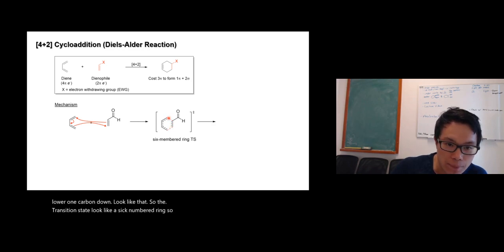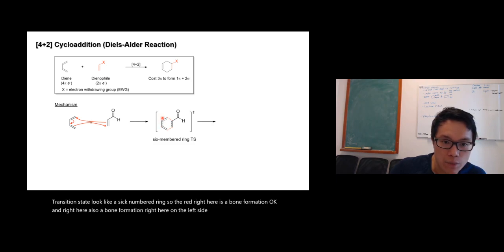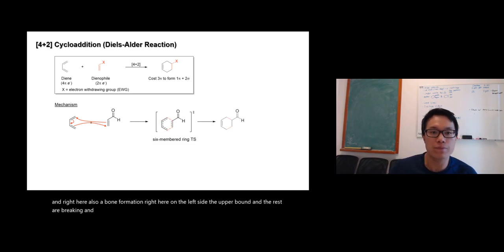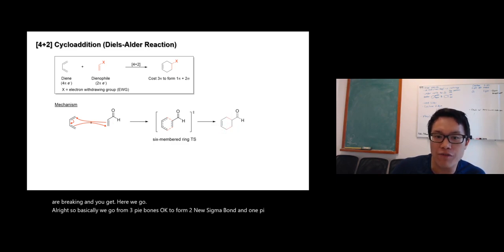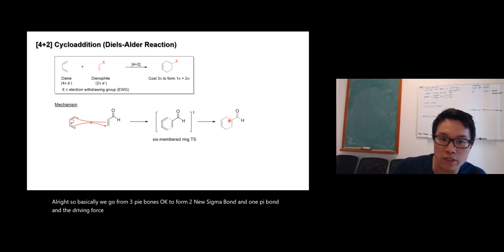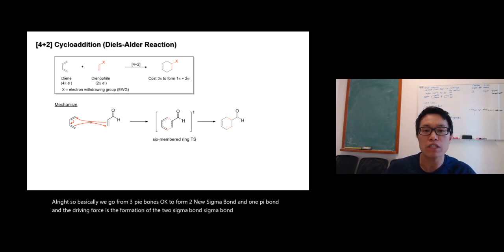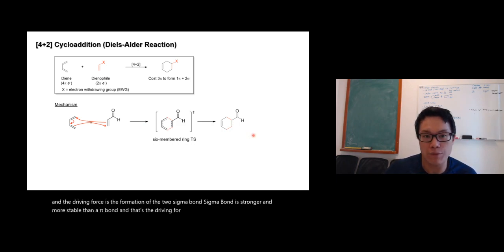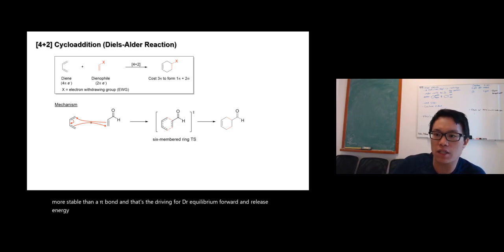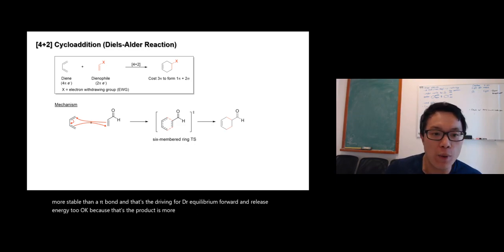The red right here is a bond formation, and right here on the left side is also a bond formation. The rest are breaking, and you get, here we go. Basically we go from 3 pi bonds to form 2 new sigma bonds and 1 pi bond. The driving force is the formation of the 2 sigma bonds. Sigma bonds are stronger and more stable than a pi bond, and that drives the equilibrium forward and releases energy too, because the product is more stable.